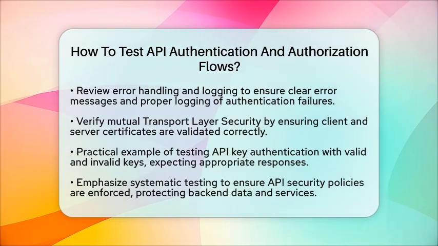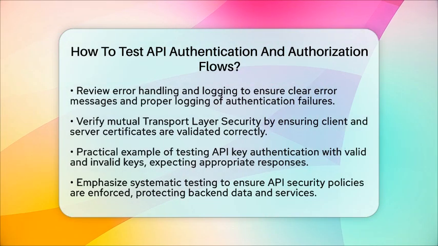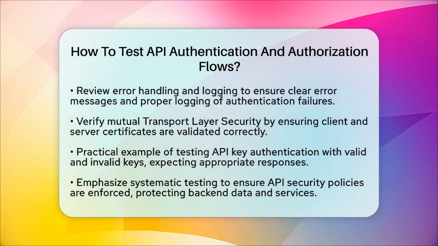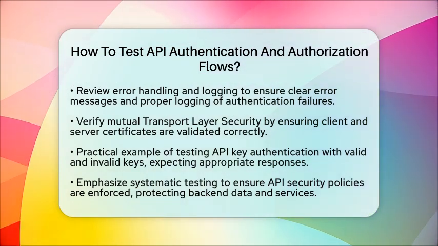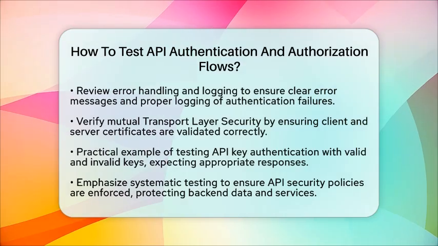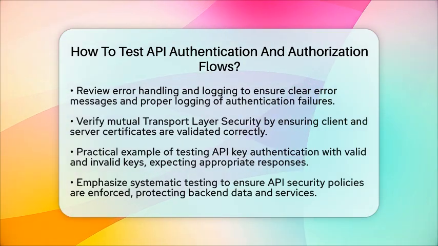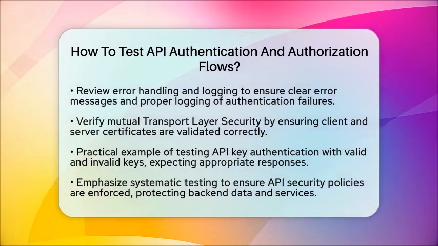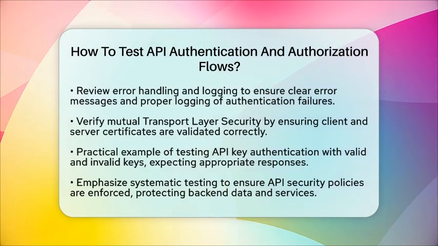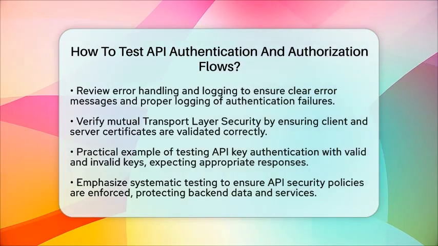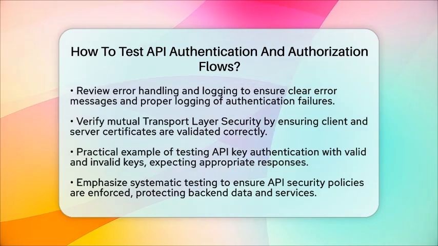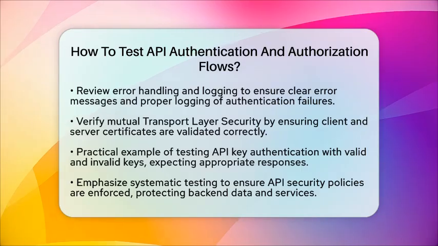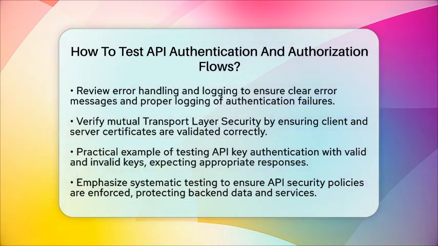For practical application, let's say your API uses API key authentication. Create tests that include requests with a valid API key in headers or query parameters, expecting successful responses. Also, include requests with invalid or missing API keys, expecting HTTP status code 401 errors. Additionally, attempt to access endpoints that require higher privileges with a key that has limited permissions, expecting HTTP status code 403 errors. By systematically testing these flows, you ensure that your API enforces security policies correctly.